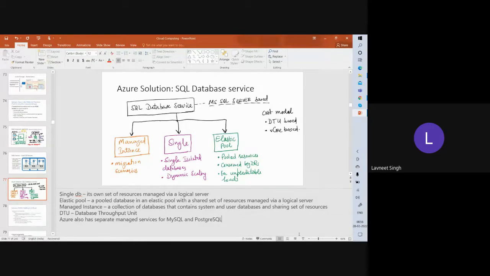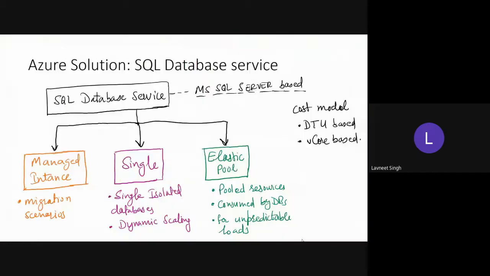So two things for your homework. One is: what are the details on DTU and vCore based costing in Azure, with some examples of how the costing will happen? Which one should be used when? What is the recommendation by Azure? And then, what are the Azure solutions for Oracle databases, if there are any? Okay, so those three things you should find out.